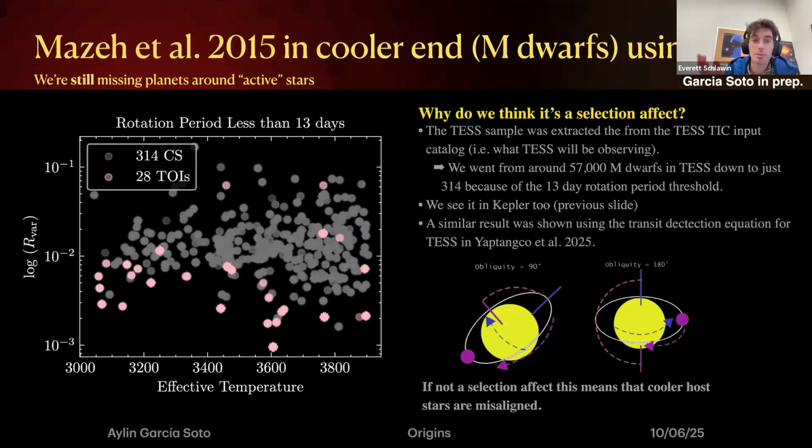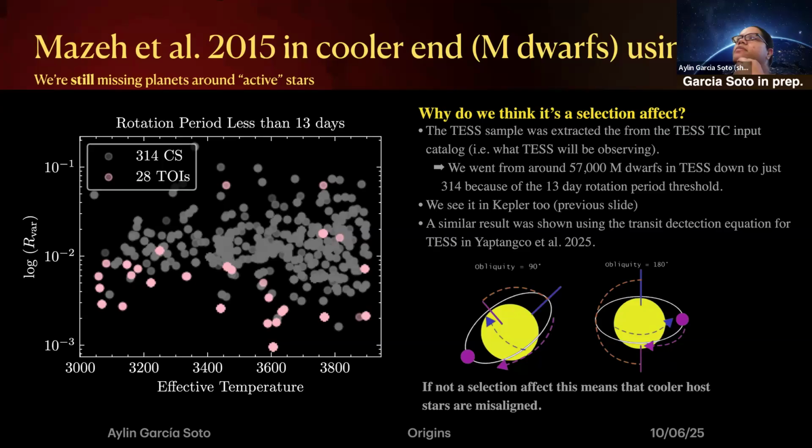Okay, so I'm just starting to understand better. So you're saying for a very long period, slow rotator, the activity there is not going to be as bad, so it won't mean that the planets are preferentially found around quiet stars. Is that right?